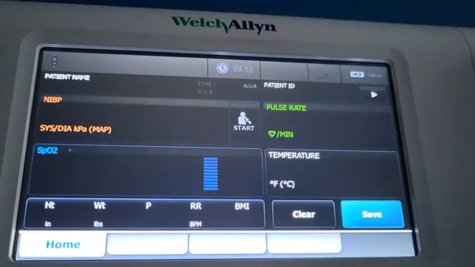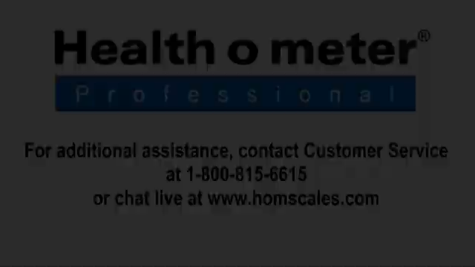If the scale is connected to a Welch Allyn monitor, weight data is sent when the weight locks on the scale. Height and BMI data is sent when the BMI process is performed on the scale.